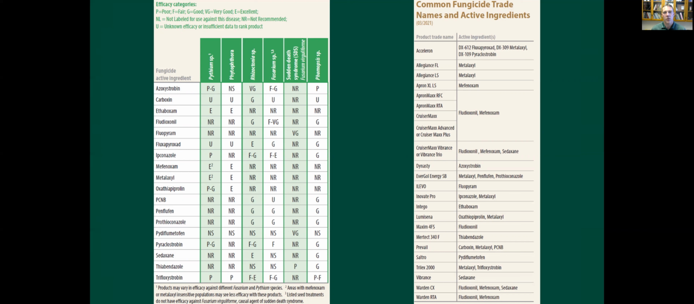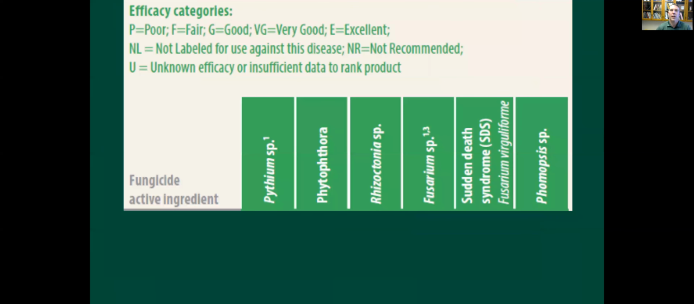These tables are evaluation of efficacy. So how well do the products work, the seed treatments, on these different root rot pathogens, and then a common fungicide trade name. So you can translate how well that scientific name, azoxystrobin, works. You can turn that into what it's actually sold as, let's say Quadris, for example. Okay, so in the efficacy categories, we go from poor to excellent. NR means not recommended, and unknown, there's plenty that are unknown, right? So how you would look at this is you have 6 different pathogen groups, Pythium, Phytophthora, Rhizoc, Fusarium, the sudden death syndrome group, or the pathogen itself, and then Phomopsis.